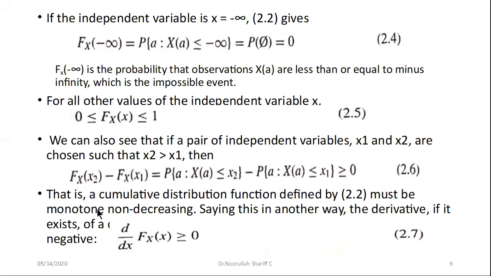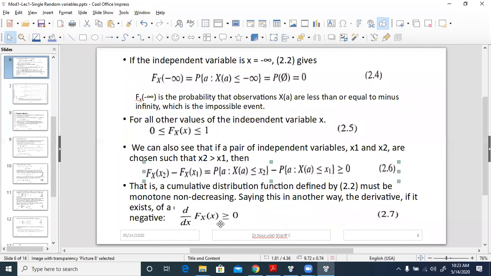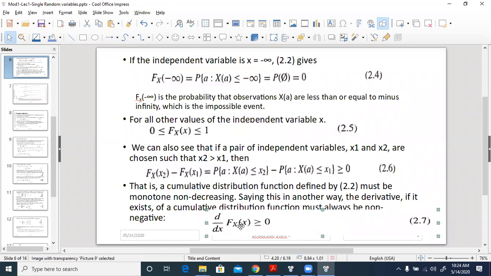Generally, we say monotone or monotonically non-decreasing. It should always be increasing. There is no possibility of decreasing. Saying this another way, if the derivative exists, then it is a non-negative value. The derivative of a cumulative distribution function must always be a non-negative value.